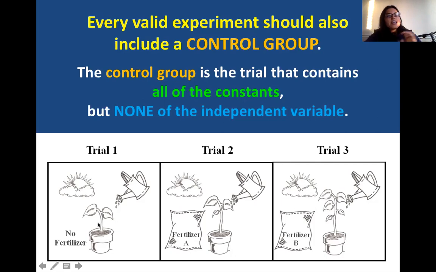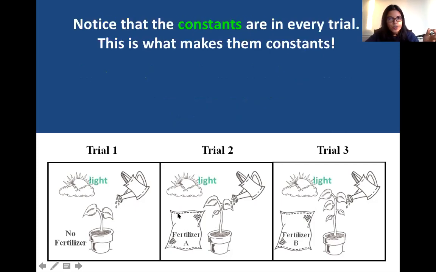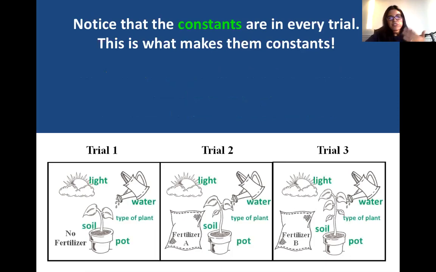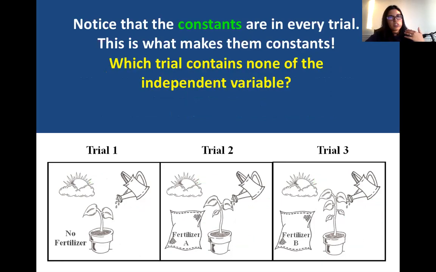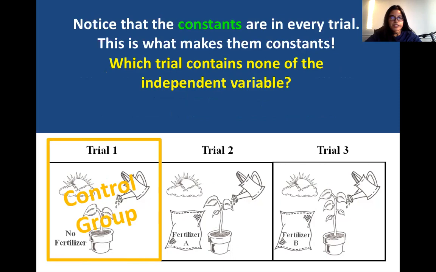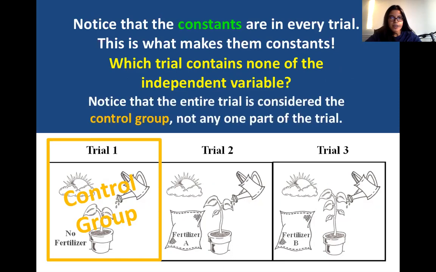So here, which group is the control group? The thing that doesn't have what you're testing, fertilizer. So the control group is going to be trial 1. And the constants are, of course, in every single trial. So which trial? Yeah, trial 1. It's the control group. I gave it away.